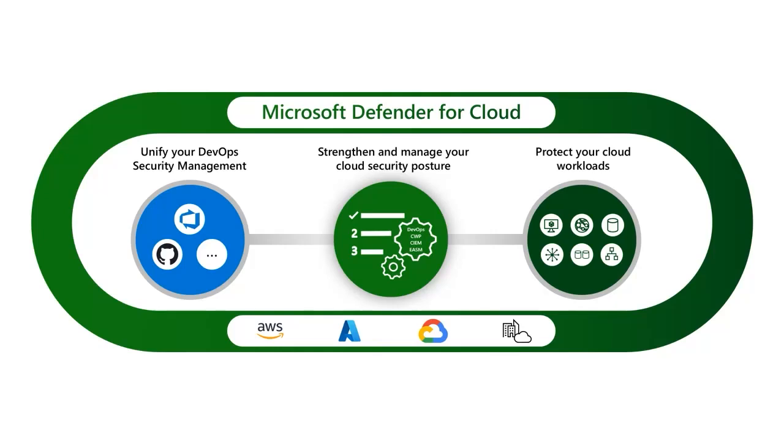The second pillar is Cloud Security Posture Management, or CSPM, that provides you recommendations and actions that you can take to improve your overall cloud security posture and prevent potential security issues. And the last piece is a Cloud Workload Protection Platform, where we provide specific protection for different workloads, like servers, containers, storage, databases, and so on.